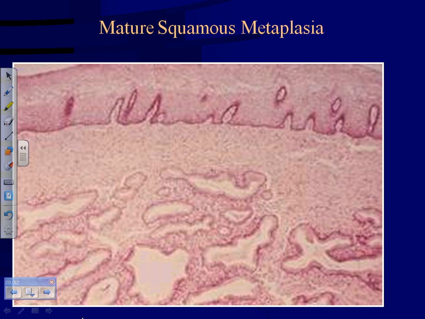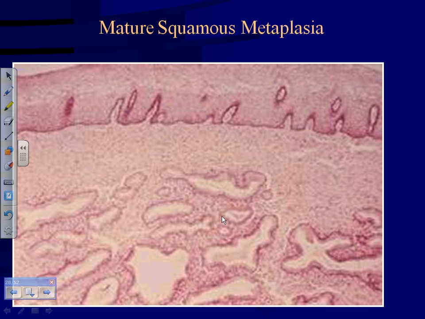All right, so I told you that squamous metaplasia can either be mature or immature. And basically, mature squamous metaplasia resembles normal squamous epithelium, okay? Really, the only way I know that this is actually an area of metaplasia in this cervix is the underlying endocervical glands. Because remember what normal ectocervix looks like.